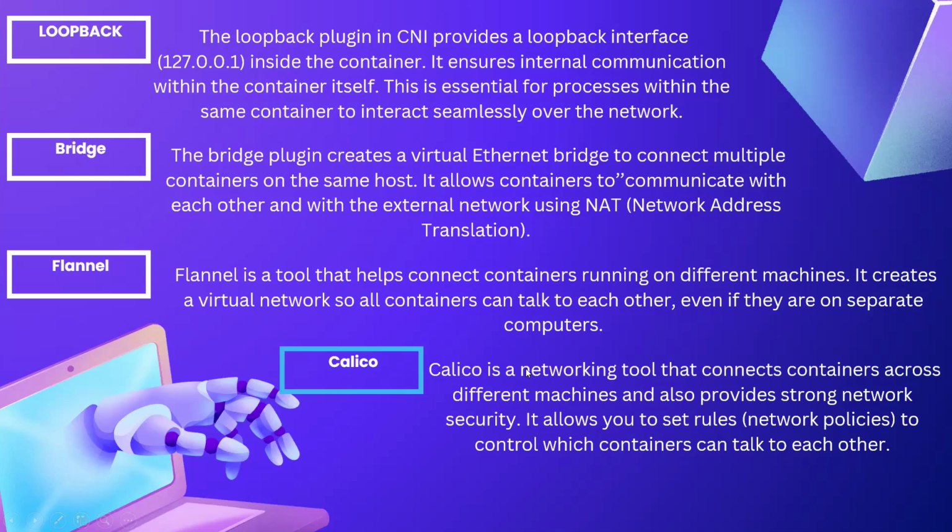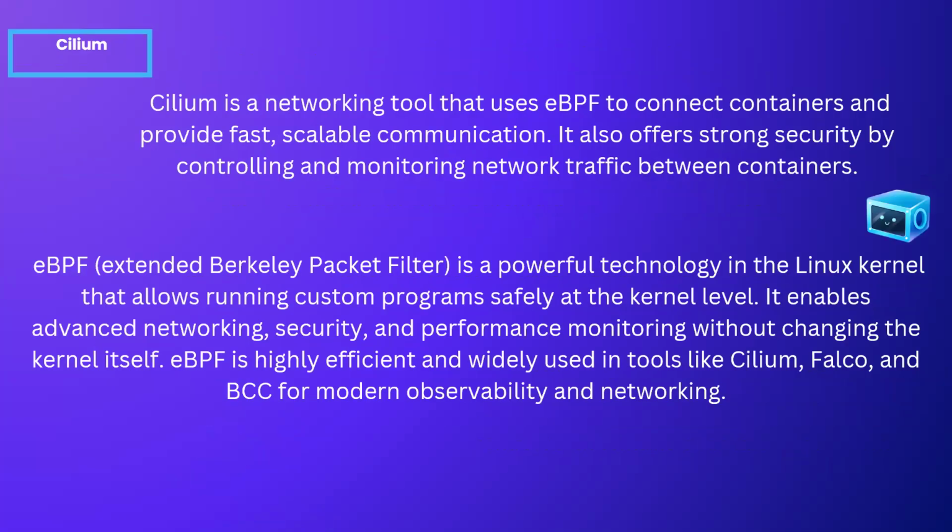Calico is a third-party networking tool that connects containers across different machines and also provides strong network security. It is used for security purposes, and it allows you to set rules and policies to control which containers can talk to each other. Particular restrictions are applied with the help of Calico. So what is Cilium? Cilium is a networking tool that uses eBPF.